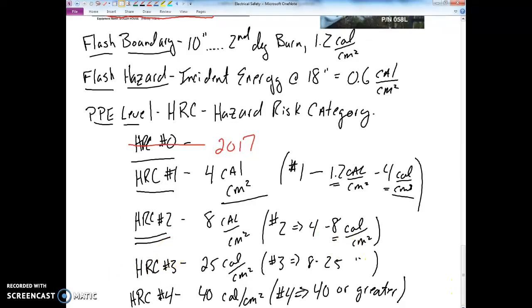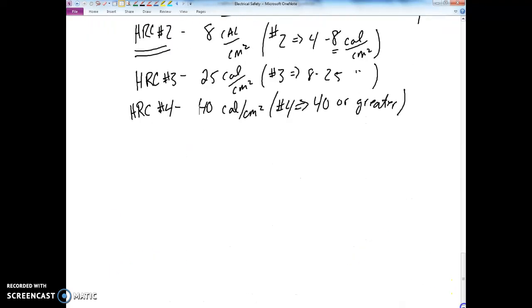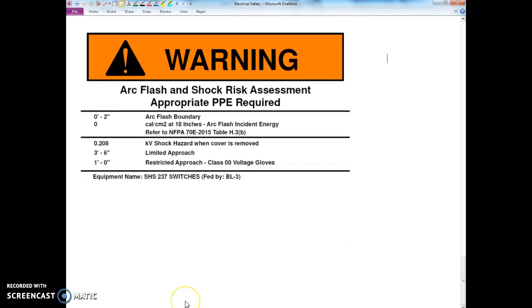And the last thing I want to talk about is that in our labs, I have a label that I made up. So here is the label that would exist on the switches in Schrank Hall South 237, where we plug our control panel boards into. And I want to point out that it's 208 3-phase coming in there. The arc flash boundary is 2 inches.